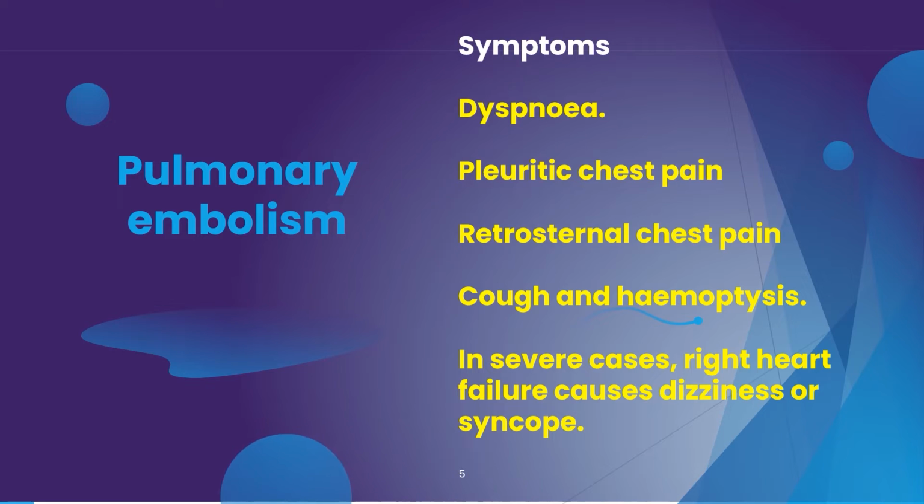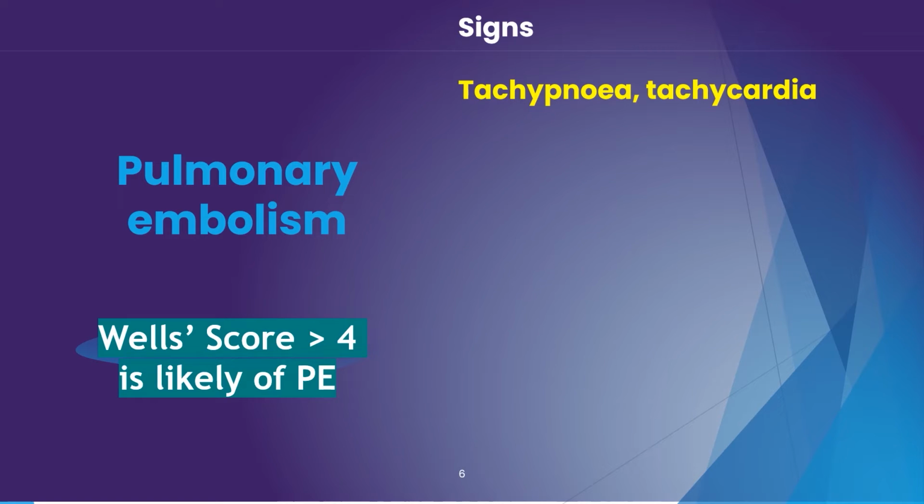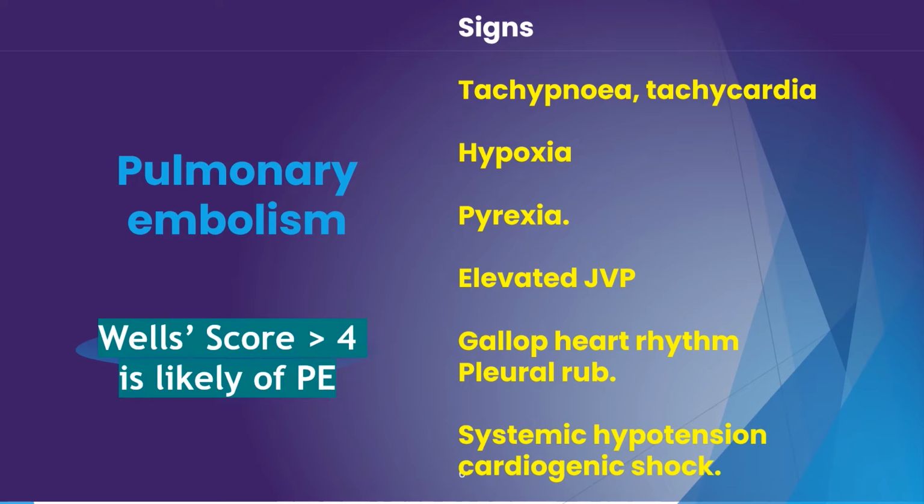And there are some signs that you can elicit for pulmonary embolism. So what are the signs you can elicit in a patient with pulmonary embolism? First, there can be tachypnea or tachycardia, and the patient can be hypoxic. Pyrexia can be there, and the JVP is usually elevated, and you can find a gallop heart rhythm and a pleural rub, and also systemic hypotension and cardiogenic shock can be there.